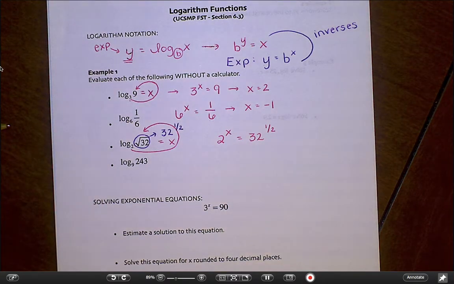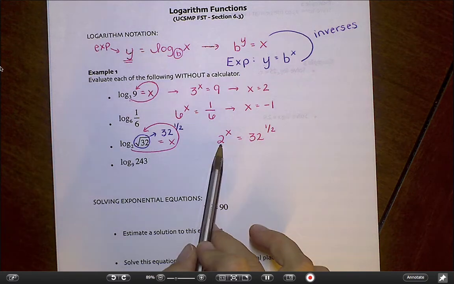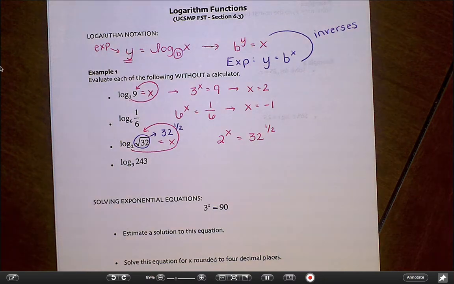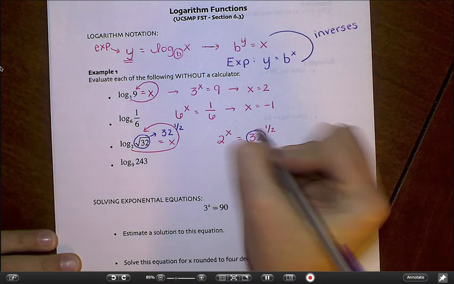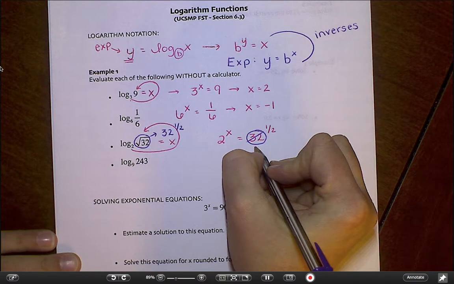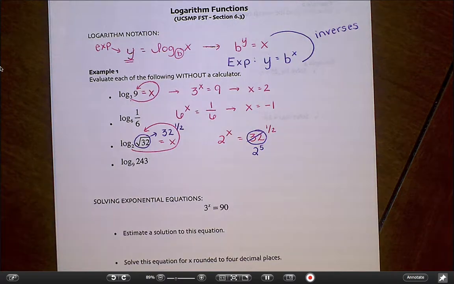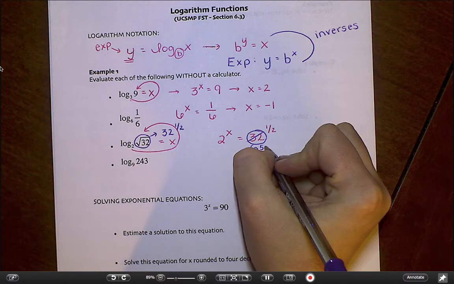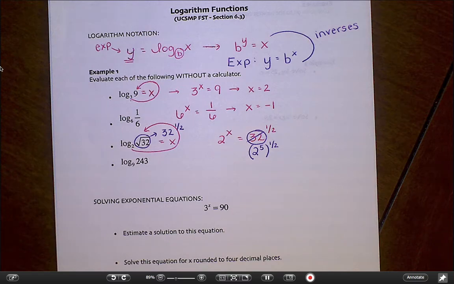Now that's still not quite as straightforward as the other ones were, okay? Here's what I'm going to do. I recognize that 32 is a power of 2, right? That I could rewrite 32 as 2 to some power. So I'm going to take this thing right here and rewrite it as a power of 2. I'm going to write this as 2 to the 5th power. Okay? And that's still being raised to the power of 1/2. So this is 2 to the 5th being raised to the 1/2.